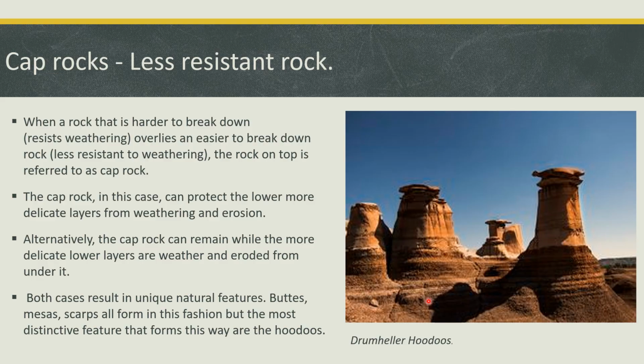In this case, the cap rock protects the delicate bottom layers from being eroded. As you can see around these pillar-like structures, all the rock has been weathered and there's nothing present, only the softer rocks directly below the cap rocks. This forms a unique feature. These features are called buttes, mesas, scarps, and so on. And this typical picture is a hoodoo.